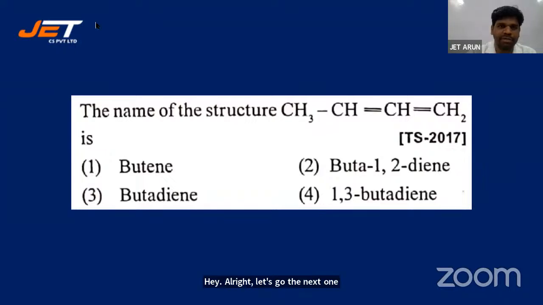Here, the name of the structure, this molecule is butene, buta-1,2-diene, butadiene, 1,3-butadiene. It is definitely diene. So the first one is ruled out. It's not butene, ఎందుకంటే 2 double bonds ఉన్నాయి కాబట్టి. డైన్ లో మీరు డిసైడ్ చేయాలి 1,3-diene, 1,2-diene లేకపోతే జస్ట్ బ్యూటాడైన్.